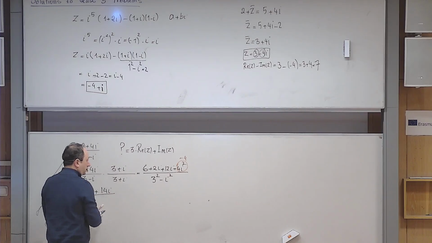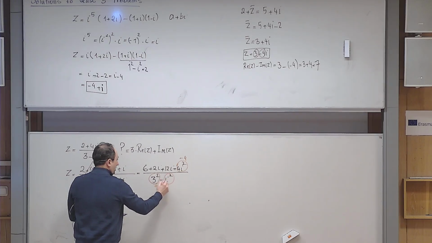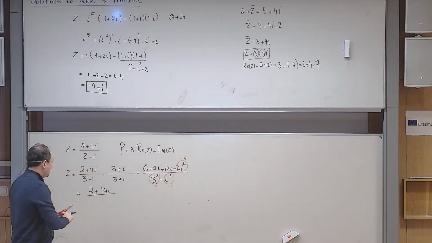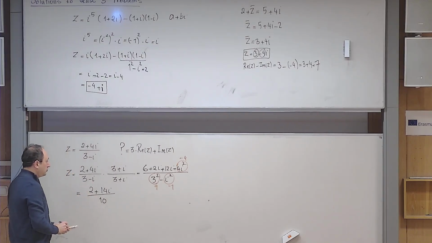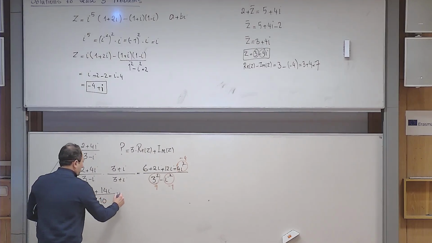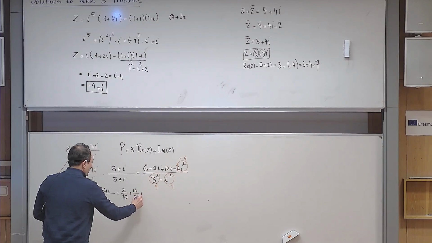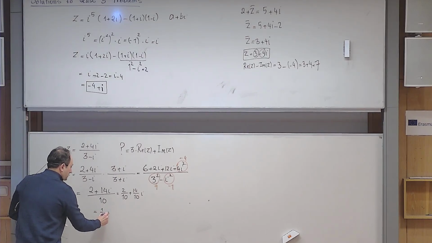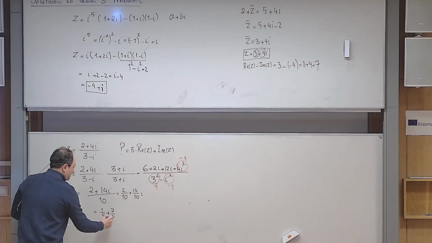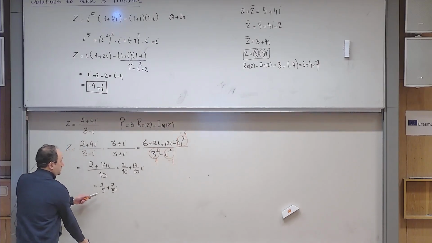And what about the denominator? This one is just simply 9. This one is minus 1. 9 minus minus 1 is 10. So it becomes 10. But be careful, this is still not in standard form. So I would write 2 over 10 plus 14 over 10 i. And I simplify it. So it is 1 over 5 plus 7 over 5 i. Yes? So this is my complex number.